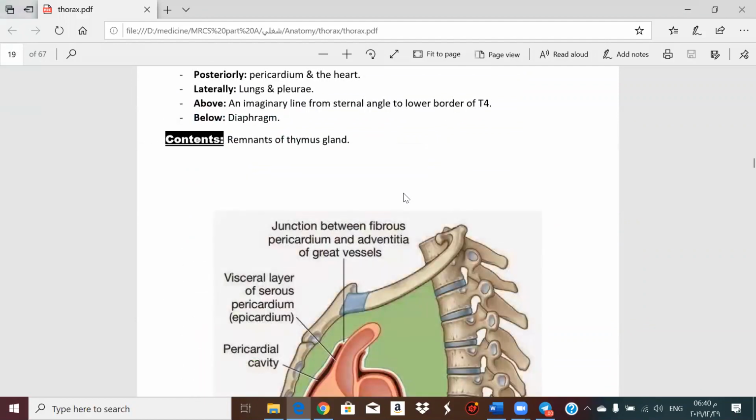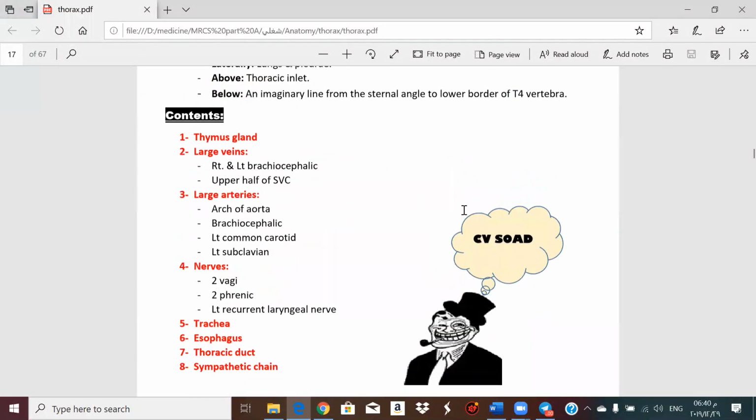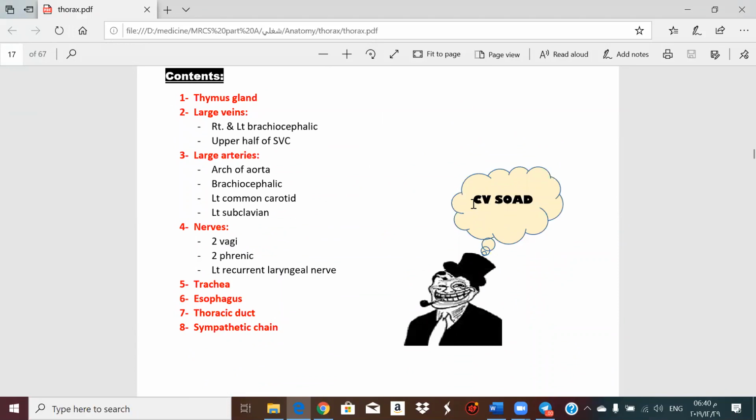Contents of the superior mediastinum are in the mnemonic CV Suad. We have a girl called Suad and another girl called Dua. They are presenting their CV to a work. So CV Suad and CV Dua. For the contents of the superior mediastinum, superior starts with S, so Suad, not Dua.